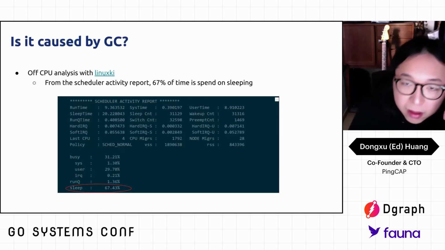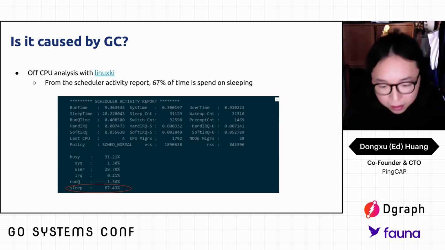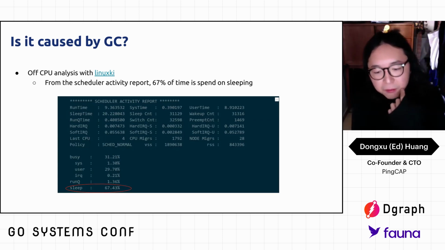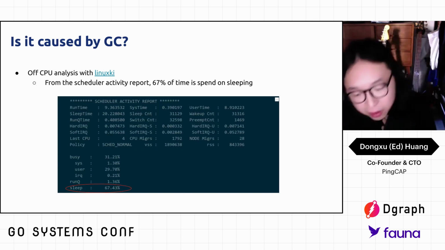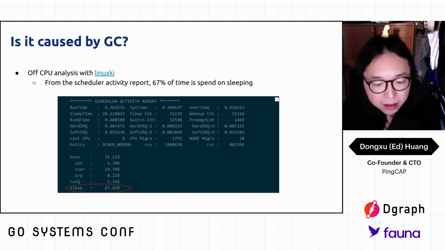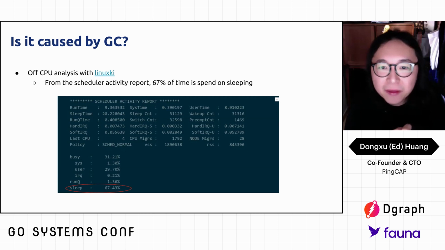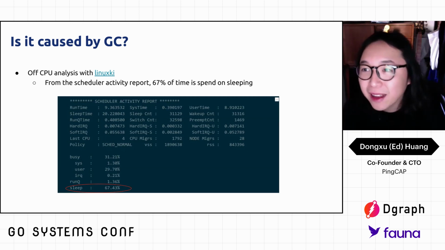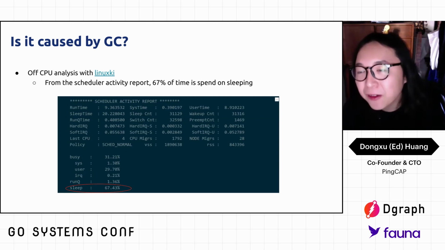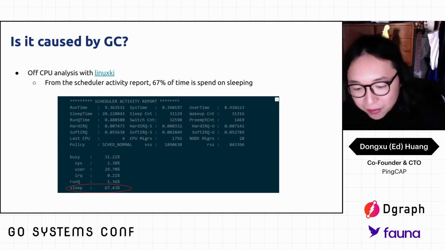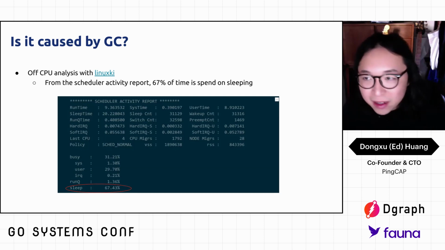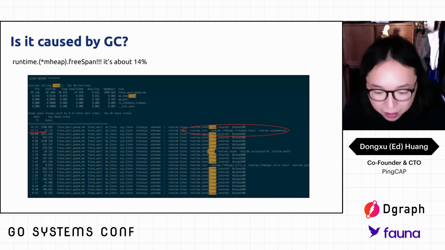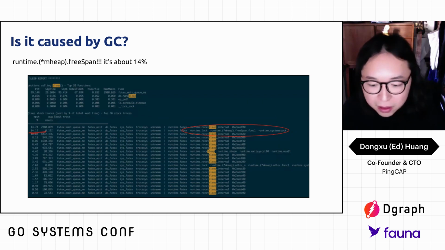Another guess is GC. We used the Linux tool to analyze the off-CPU situation and found that 16/7 of the time is spent sleeping. That's a signal that the CPU is waiting for something, because only when waiting for something is the CPU sleeping, right? So we continued analyzing the cause of the sleeping.